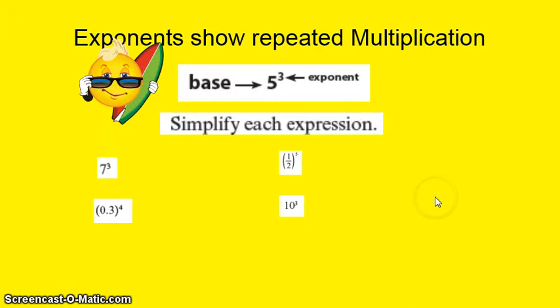Exponents just show repeated multiplication. Exponential expressions have a base, which is the big number, and then they have an exponent, which is the little number to the upper right. This just means how many times you multiply the same number. 5 to the third means we multiply 5 3 times, or we have 5 times 5 times 5.